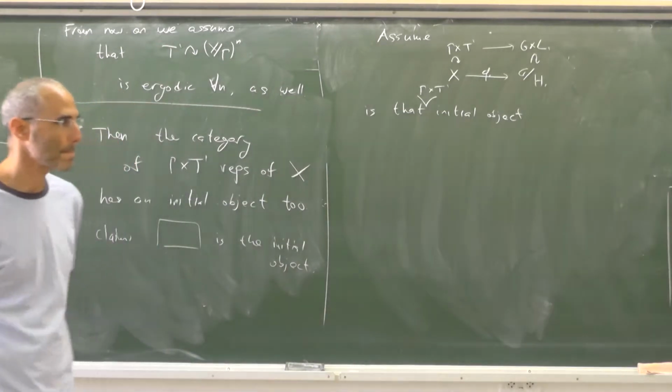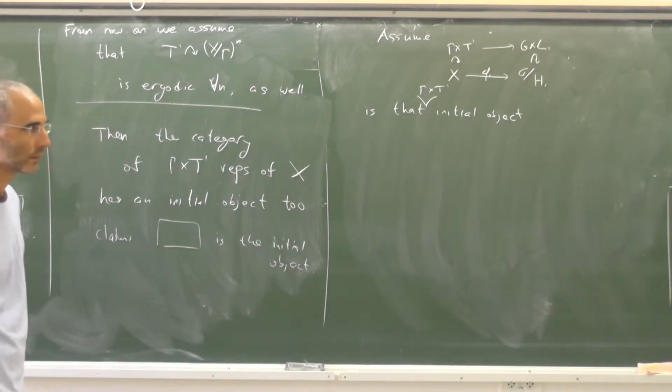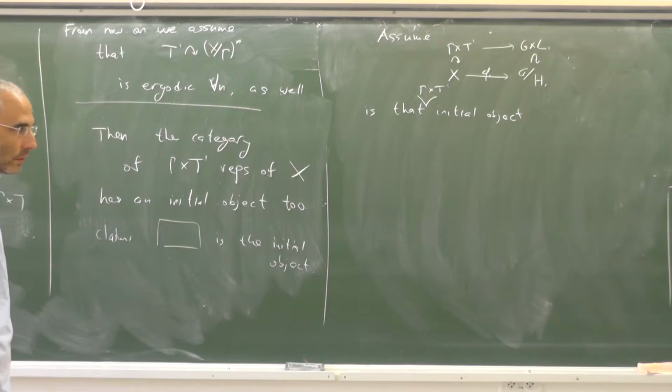Yes. So am I right? The way we constructed the initial, you have a functor somehow from the bi-representations to the representations by dividing out gamma, respectively G. And the way you constructed the initial object, the initial object goes to the initial object under this functor. Yes. Okay.